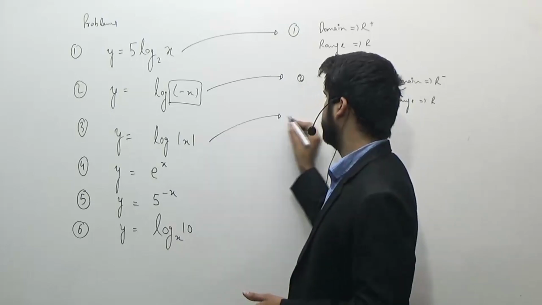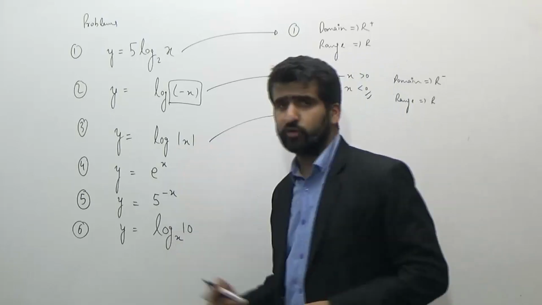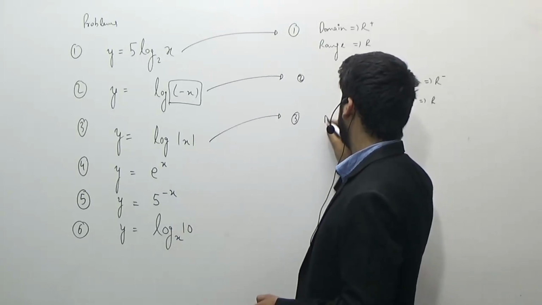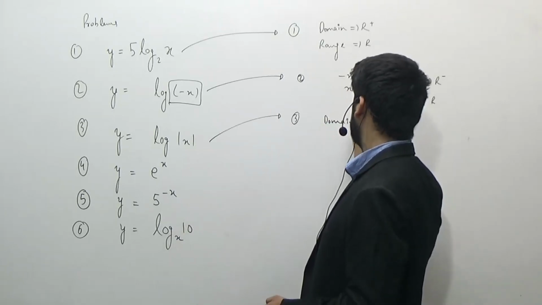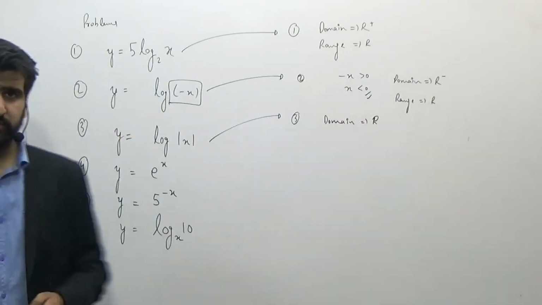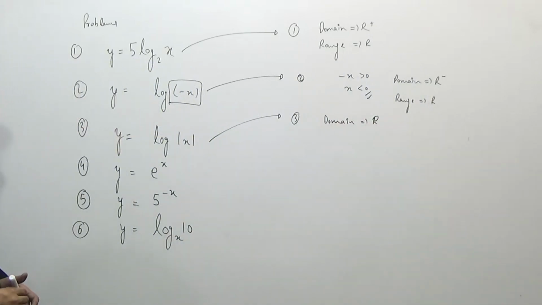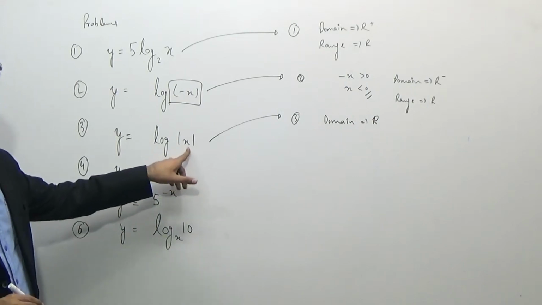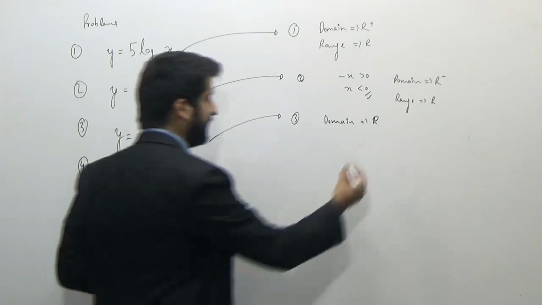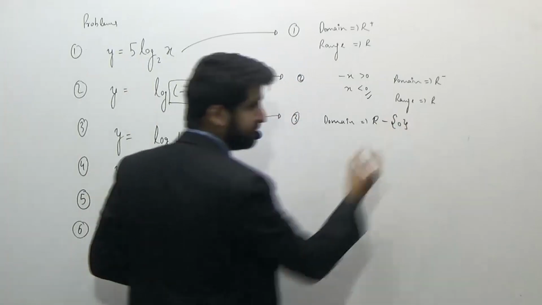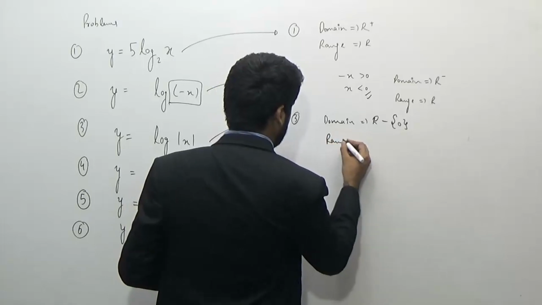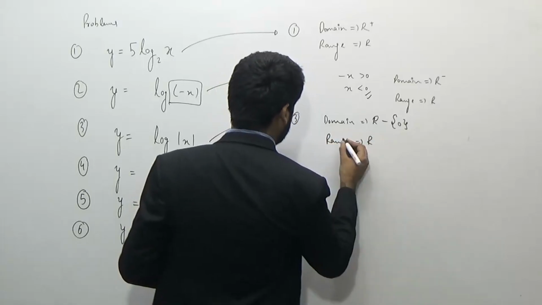Now let's see the third part. Now we know that the modulus of x is always positive. Therefore we can say that the domain here is all real numbers. Is it correct, guys? Is the domain all real numbers? Now see, the domain is not all real numbers, since you cannot use the value x is equal to 0. So the domain will be R minus 0. And the range will be all real numbers.